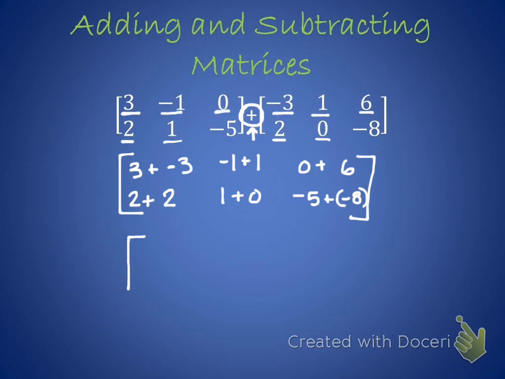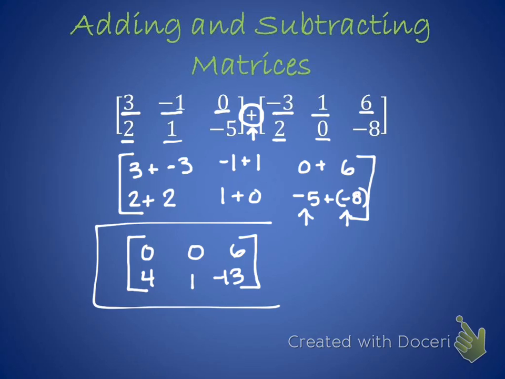Okay? What is 3 plus -3? 0. What is -1 plus 1? 0. What's 0 plus 6? 6. Okay, what's 2 plus 2? 1 plus 0. -5 plus -8. -13. Perfect, because remember, same signs, add and keep. So I add the numbers together, keep their sign. And this is my answer here. That's all you've got to do.